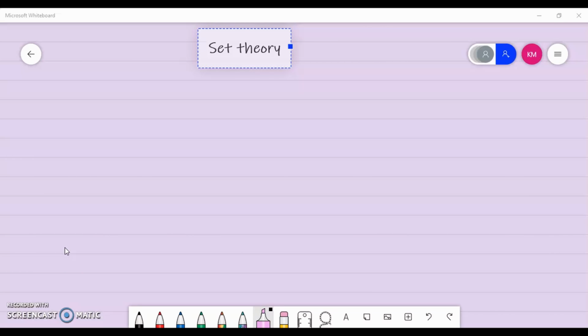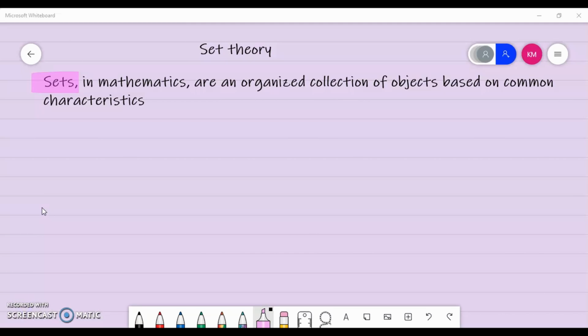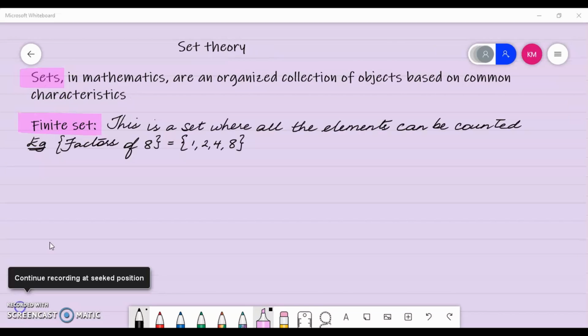In this session, we will be looking at the different types of sets. Remember, sets in mathematics are an organized collection of objects based on common characteristics. Now let's have a look at some of the different types of sets.